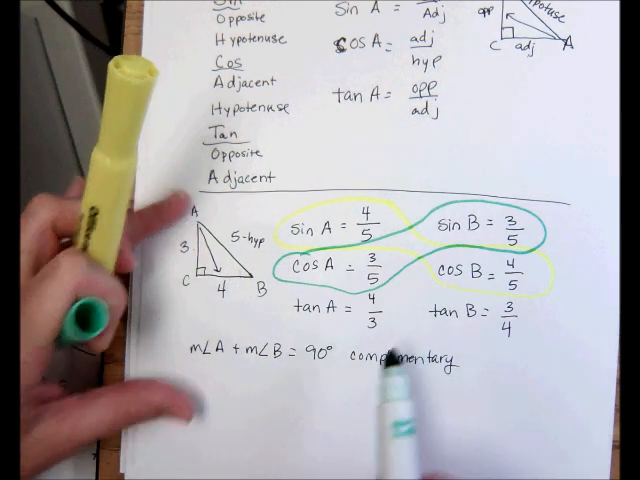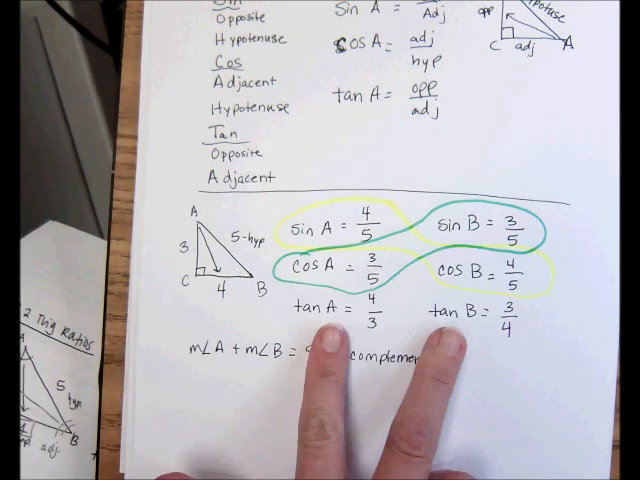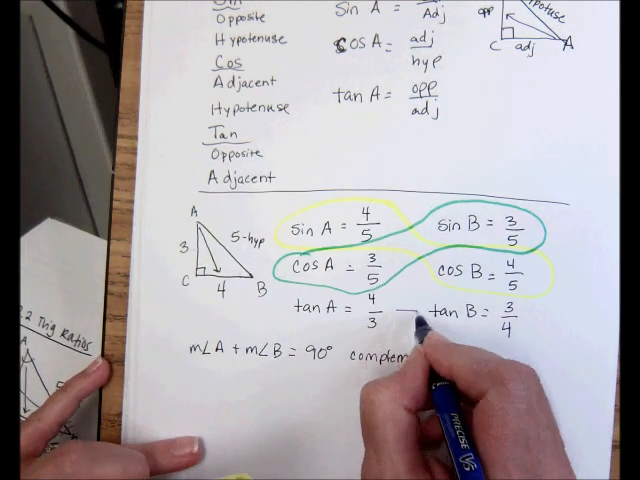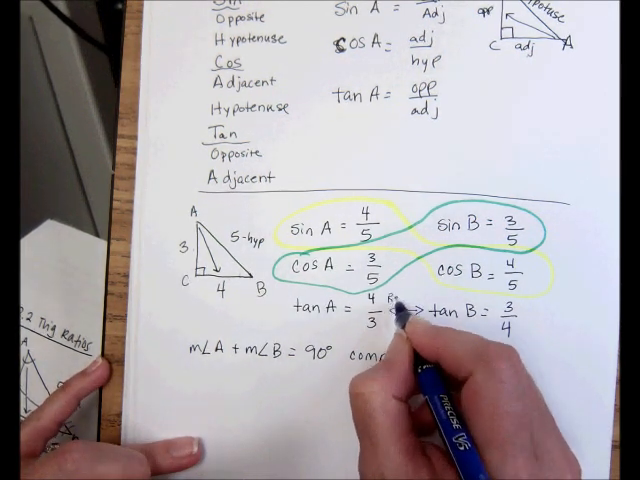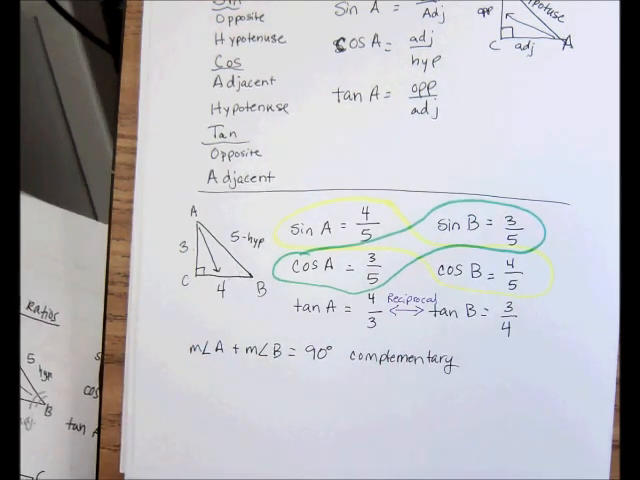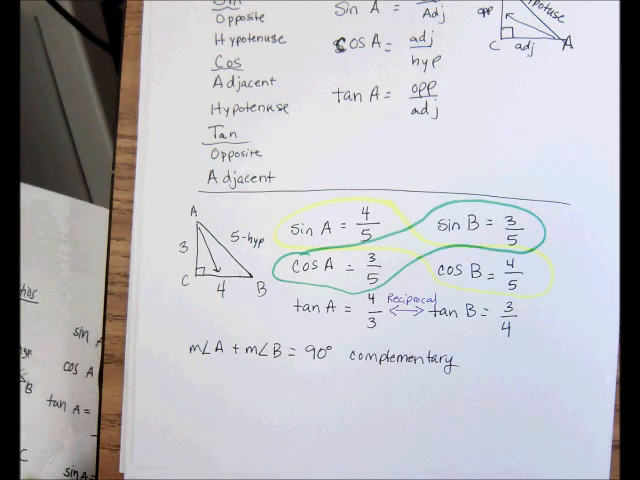And then you can see that there is a relationship that goes on at the tangents of the complement, and that is that they are the reciprocal of each other. And this is going to be really important later on when we start putting some numbers with these.